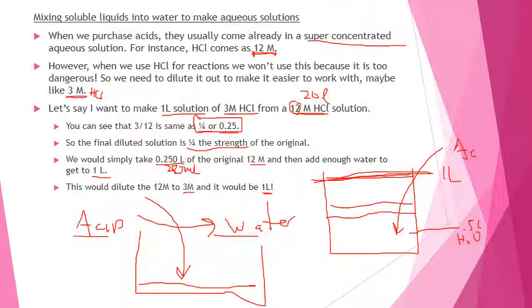And that's typically how you do any of these, is that you will always add your solute to some of the solvent, and then you get your final volume by adding the rest of the solvent to get the proper volume.